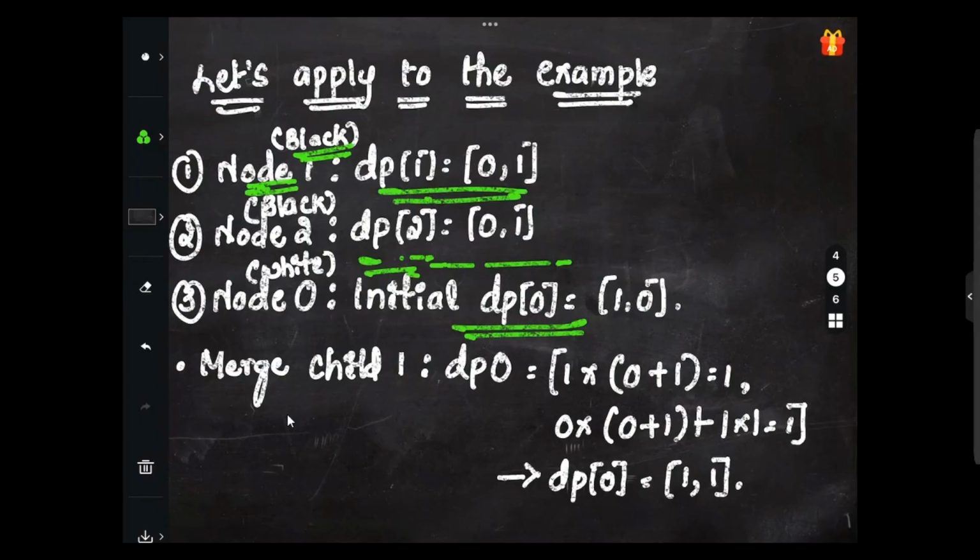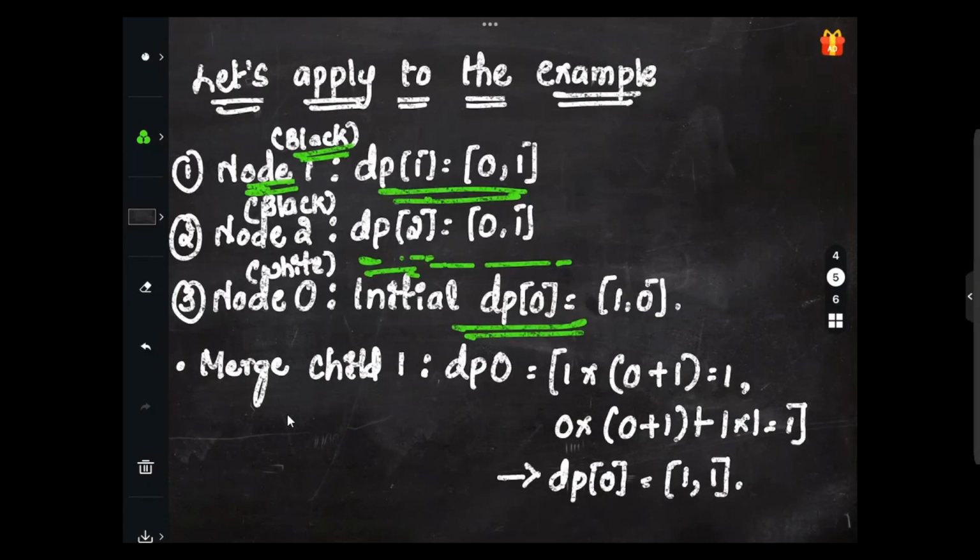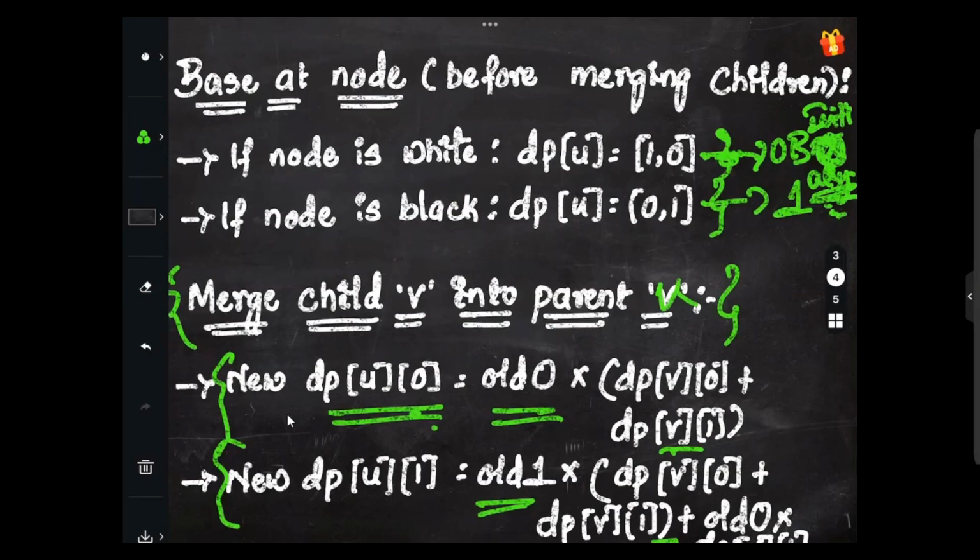Now let's merge the child one. So with this formula, we are merging child v into the parent v basically, right? One second, did I write v here? This is u, not v. Sorry, got confused. We are merging the child v into the parent u basically, not v.